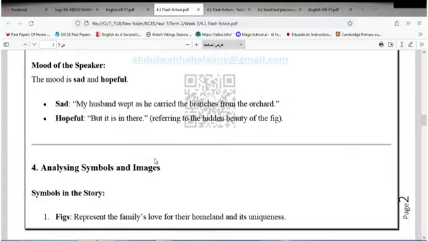The mood, the feeling of the speaker is sad, but he is hopeful. He is sad because my husband wept as he carried the branches from the orchard. And he is hopeful because he said, but it is in there, referring to the beauty of the fig or the life, which will be continued later.